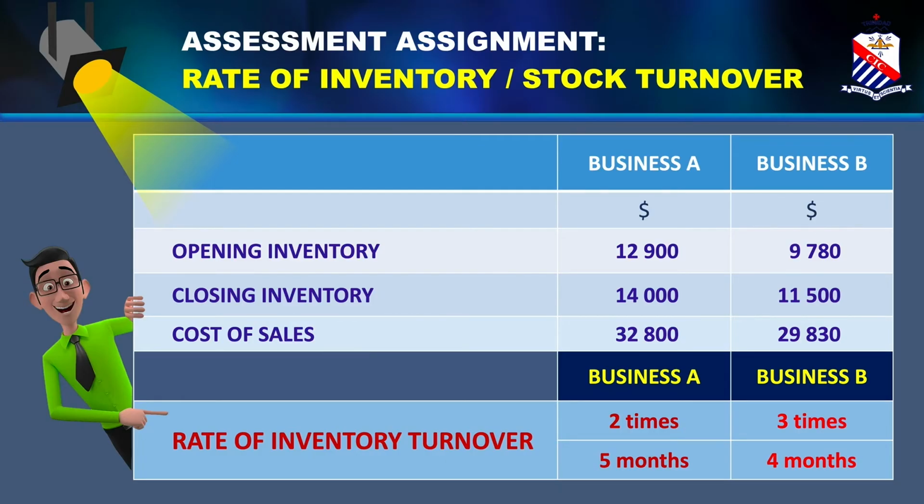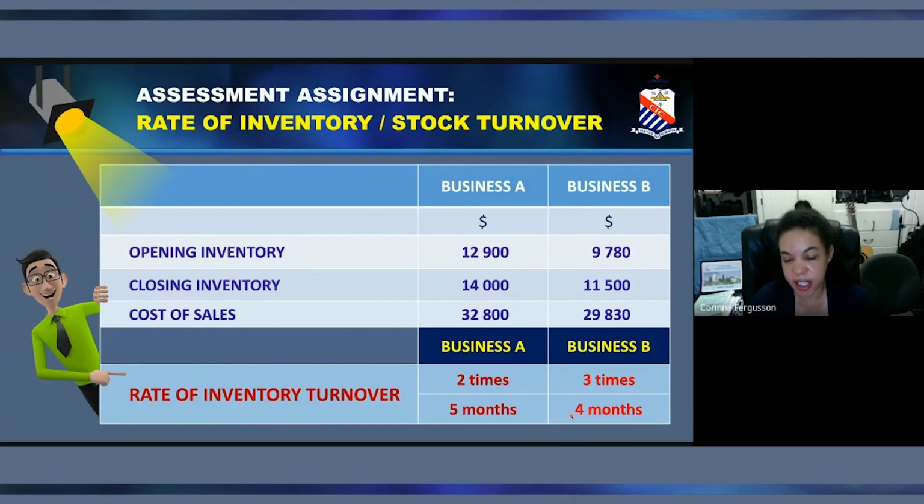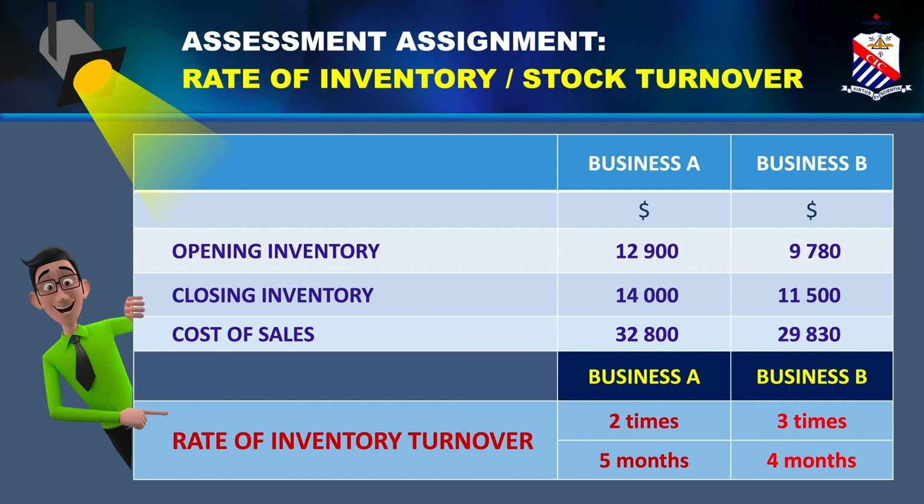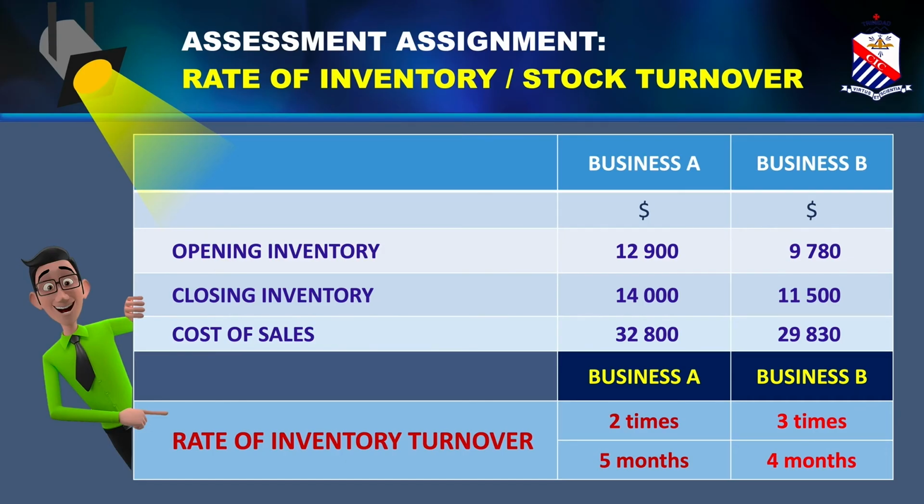In terms of how long it takes you to sell, you would be looking for the smaller figure because you want to take less time to sell it. So in this case, you would look for the smaller figure, which would mean that business B is selling faster because it's taking less time to get rid of its stock or to sell its stock. So let's look at the figures again.